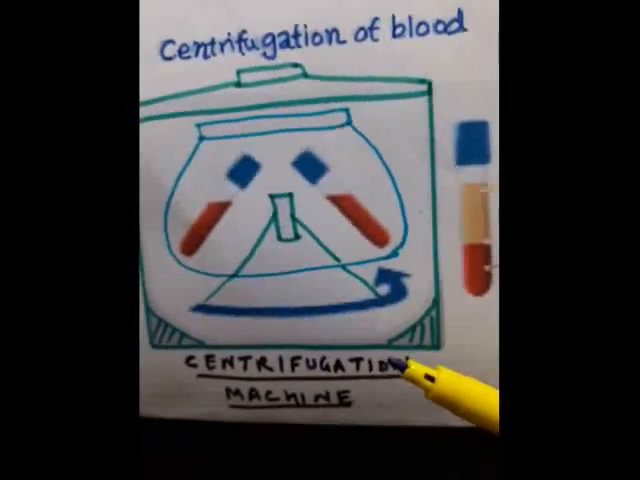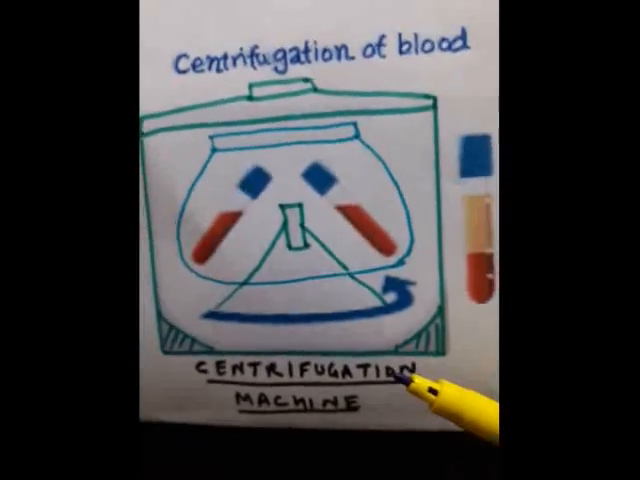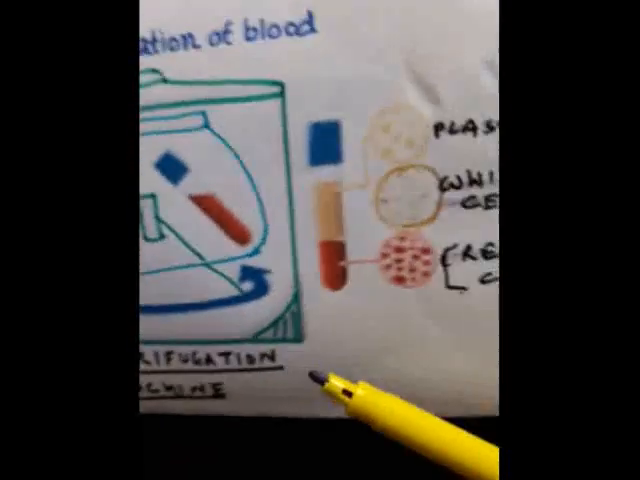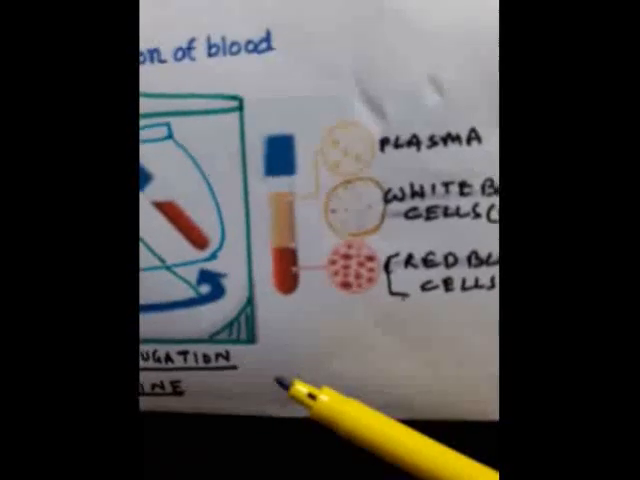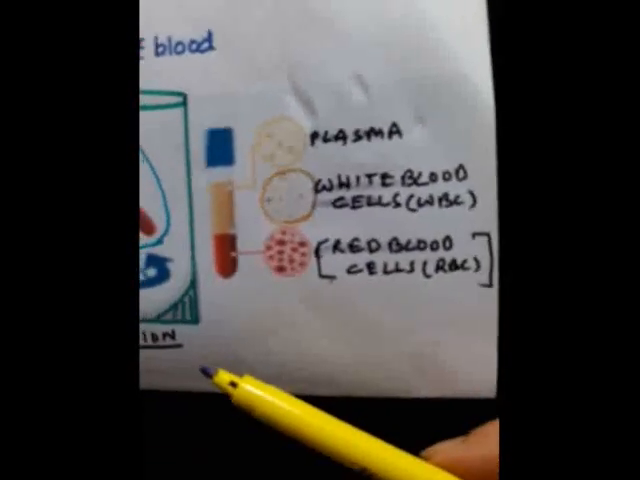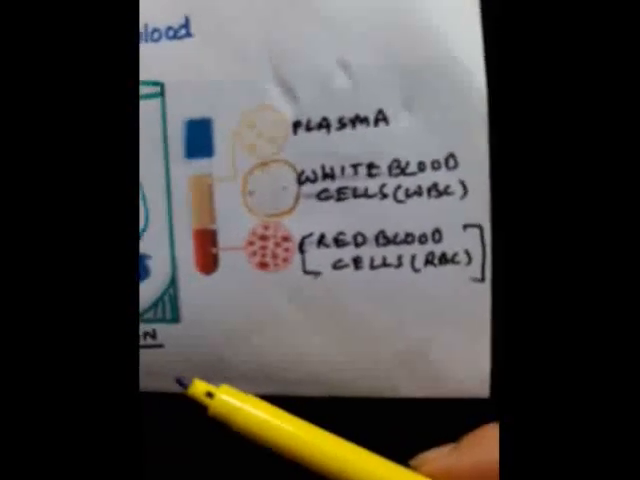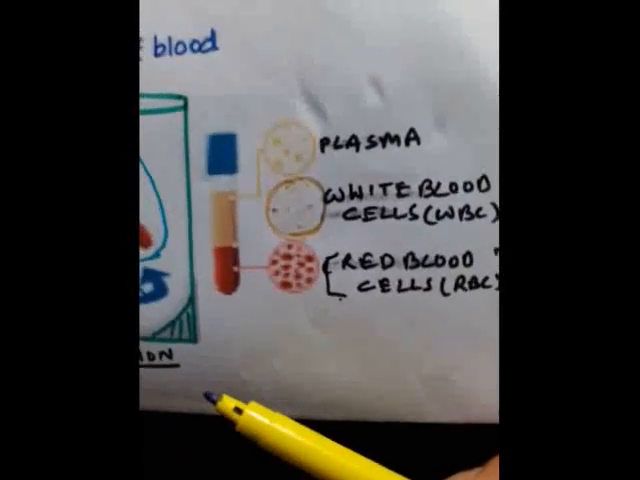Blood is a colloidal solution. You cannot separate the components of blood by the simple filtration method. So a special technique is used and that technique is the centrifugation method. Is it clear? Thank you.